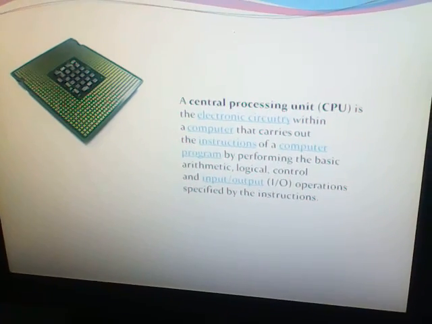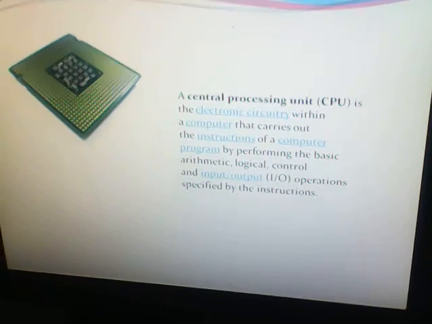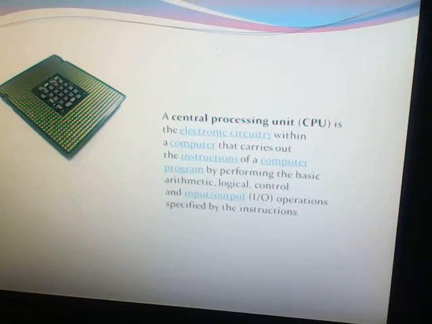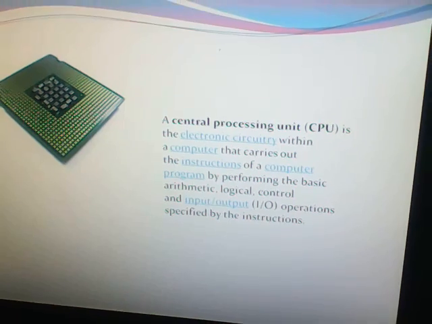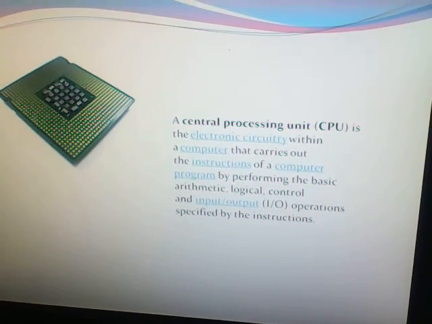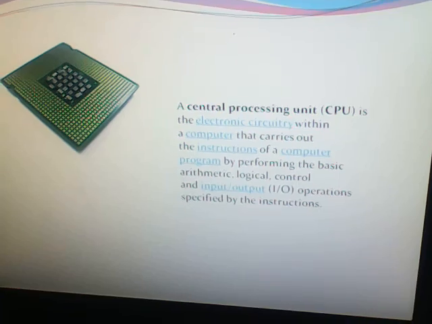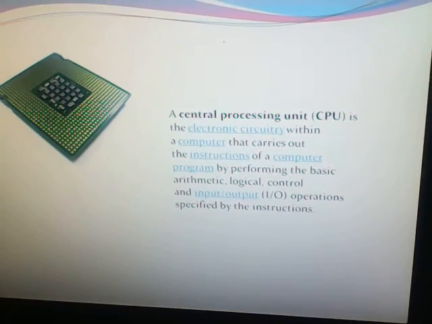A central processing unit (CPU) is the electronic circuit within a computer that carries out the instructions of a computer program by performing the basic arithmetic, logical, control, and input or output operations specified by the instructions.